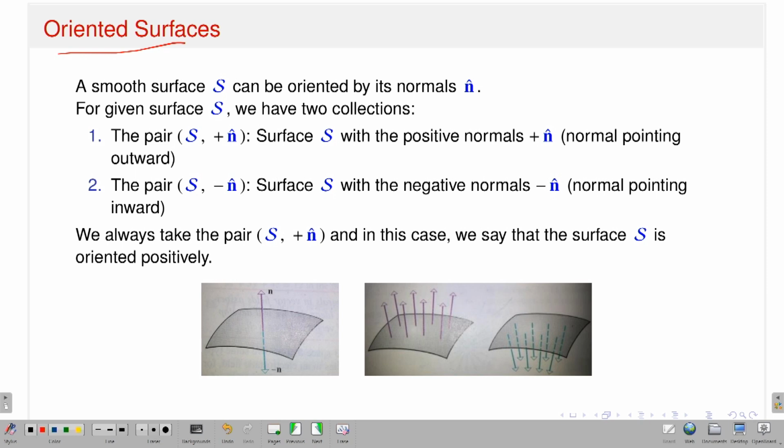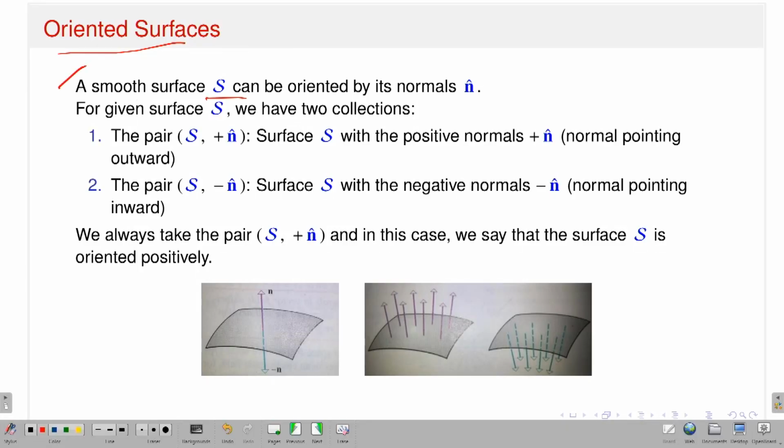If you remember, I already talked about this kind of notion when I discussed divergence, curl, surfaces, vector line integrals and surface integrals. Anyway, I just recall it once again. A smooth surface can be oriented by its normal. I have discussed smooth surfaces, and I also discussed how to calculate the unit normal. Now once I have a smooth surface and the unit normal, I can talk about an oriented surface.